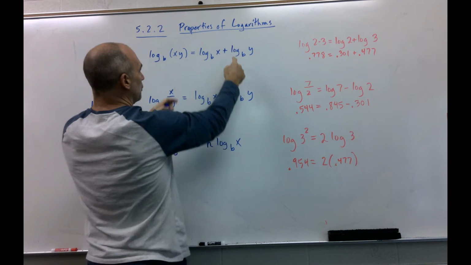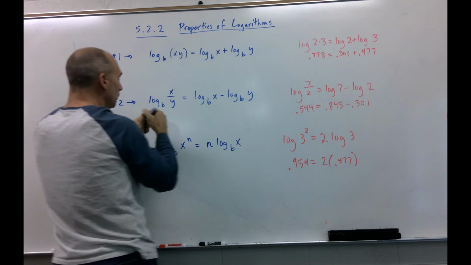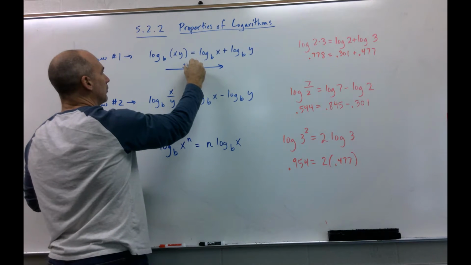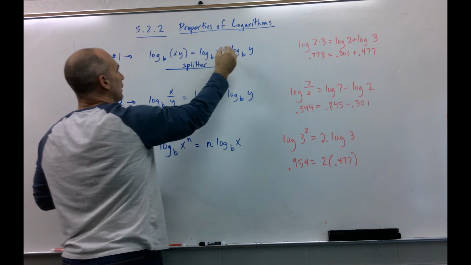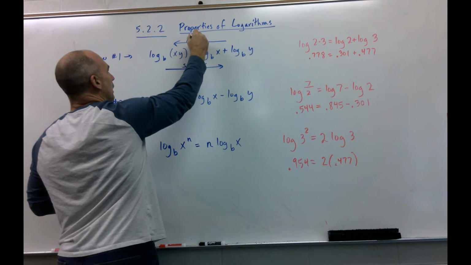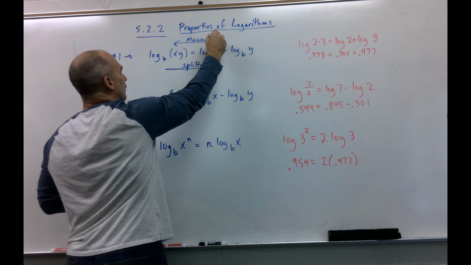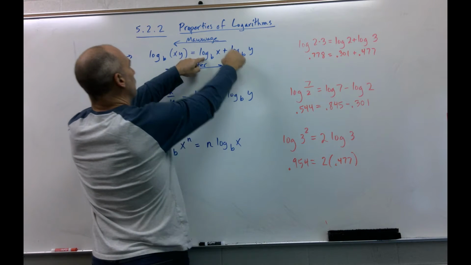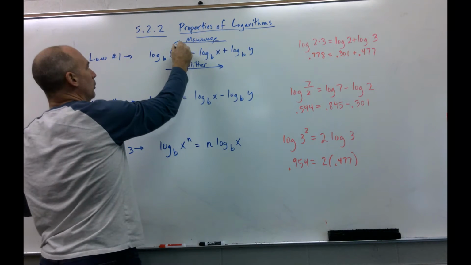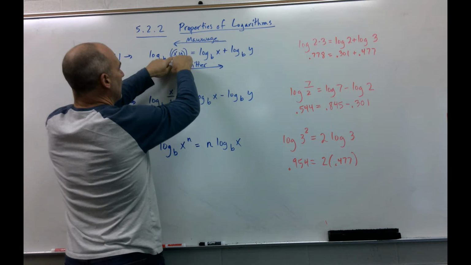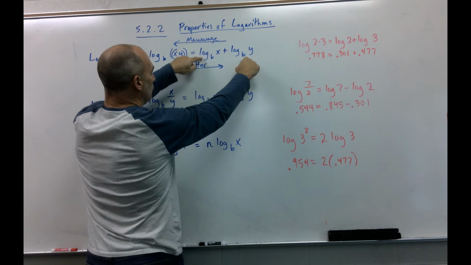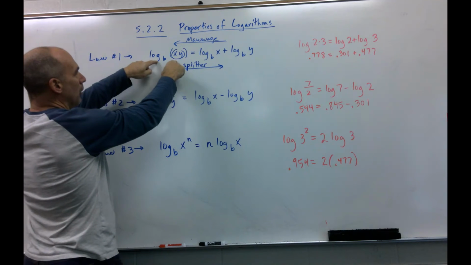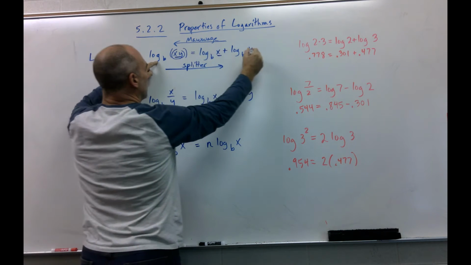But there's the reverse rule. If we go this way, I call it the log splitter. But if we go this way, I call it marriage, from Princess Bride, because the two shall become one. So we split it by turning multiplication into two addition problems. But an addition problem of two logs turns into one log, and these pieces are multiplied.